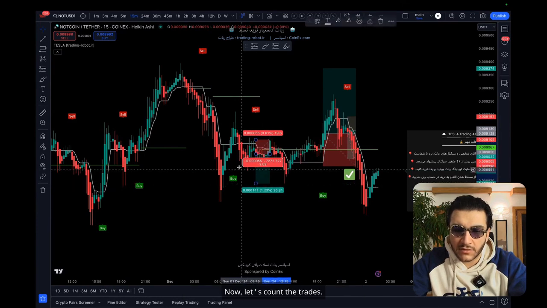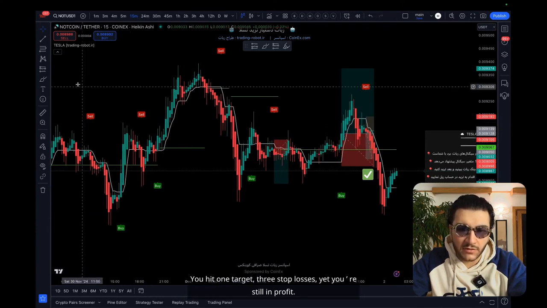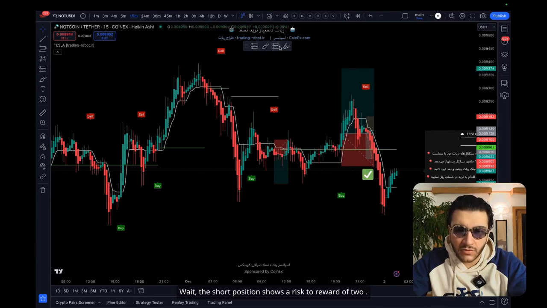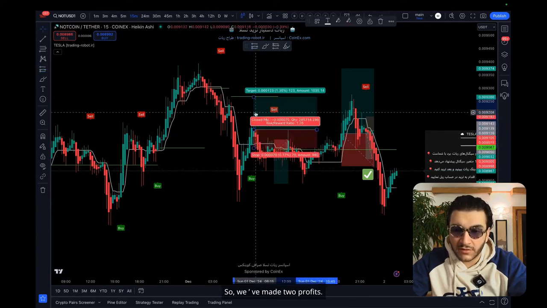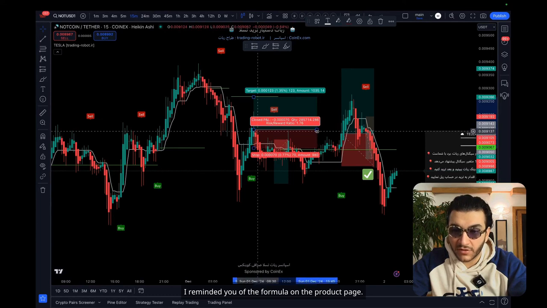Now let's count the trades. You hit 1 target and 3 stop losses, yet you're still in profit. Wait, the short position shows a risk to reward of 2. This means each profit covers 2 losses. So we've made 2 profits. I reminded you of the formula on the product page.